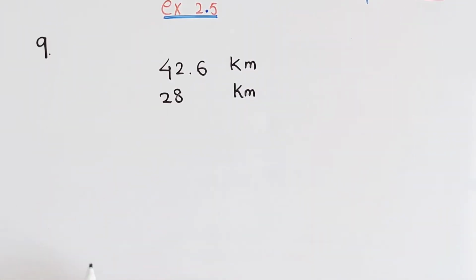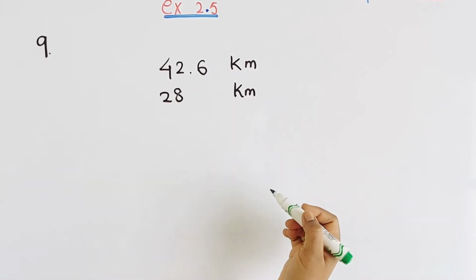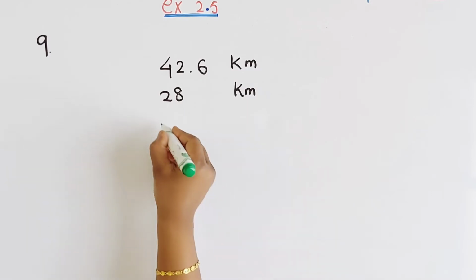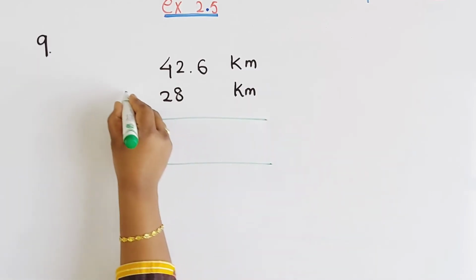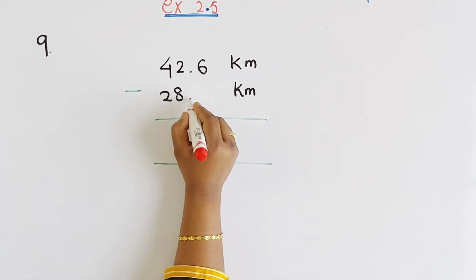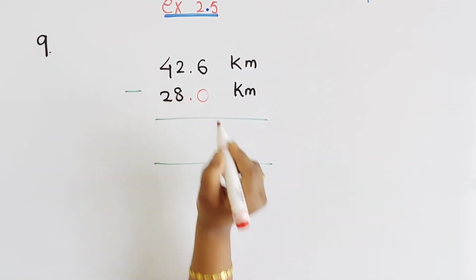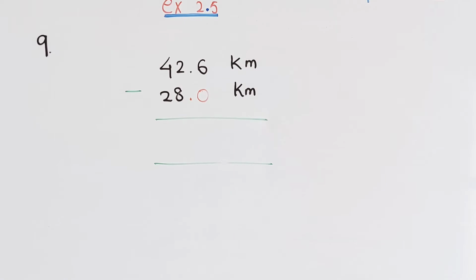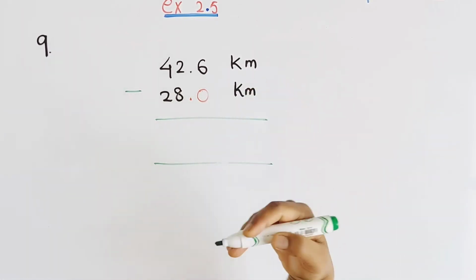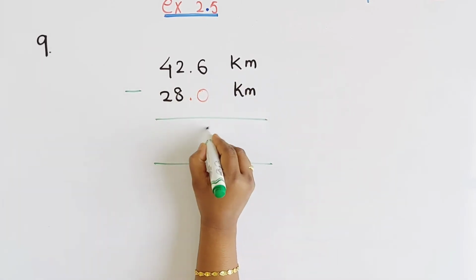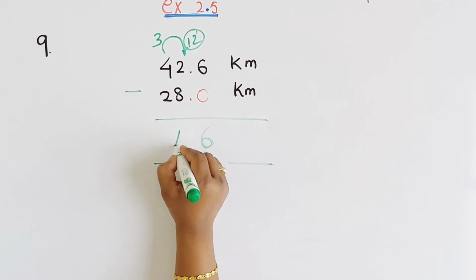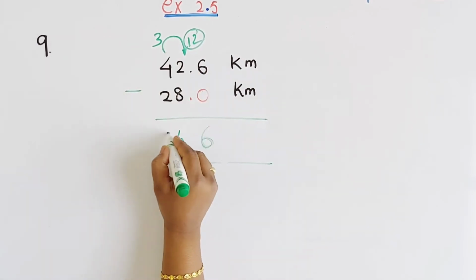Ninth question, children. How much less is 28 kilometers than 42.6 kilometers? Less means we have to do subtraction, correct? Here 28 has no numbers after it, that means we can put zeros. Now subtract. 6 minus 0, it is 6. This will be 12 and this will be 3. Now 12 minus 8, it is 4. And 3 minus 2, it is 1.